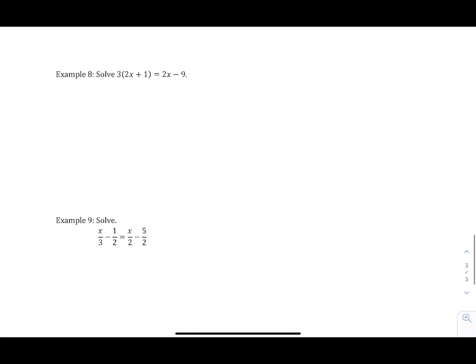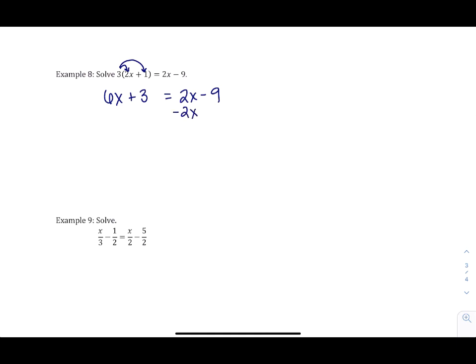Now, example 8, we need to distribute first because we have that parentheses with a 3 in front. Distributing means you're going to multiply to everything inside the parentheses. 3 times 2x is 6x. 3 times 1 is 3. On these, you always want to check to see if you need to combine any like terms before moving on. But here we don't have any.